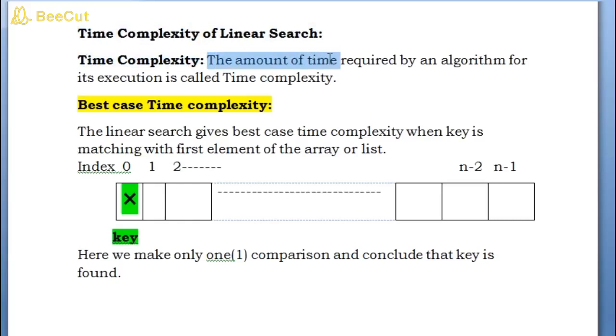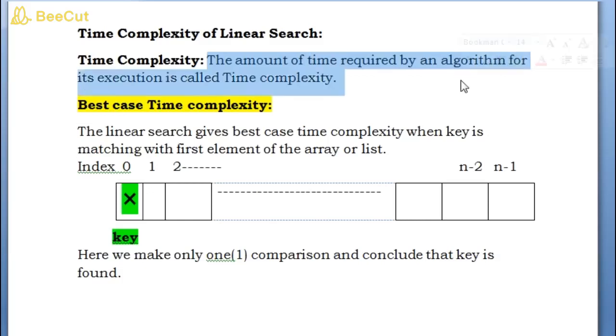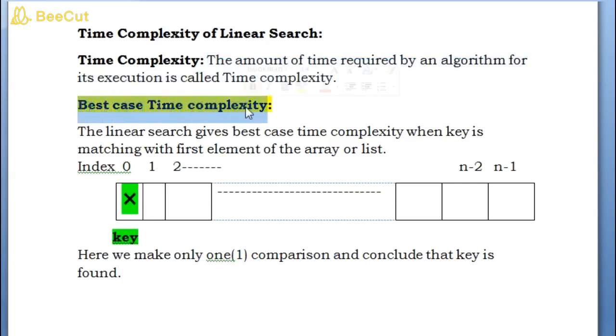The amount of time required by an algorithm or a program for its execution is called time complexity. So what is the best case time complexity of linear search? Now we see best case time complexity.